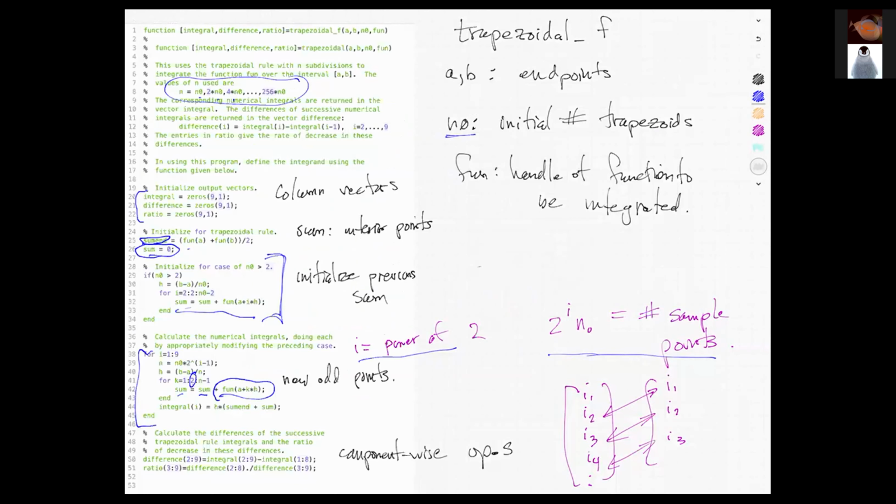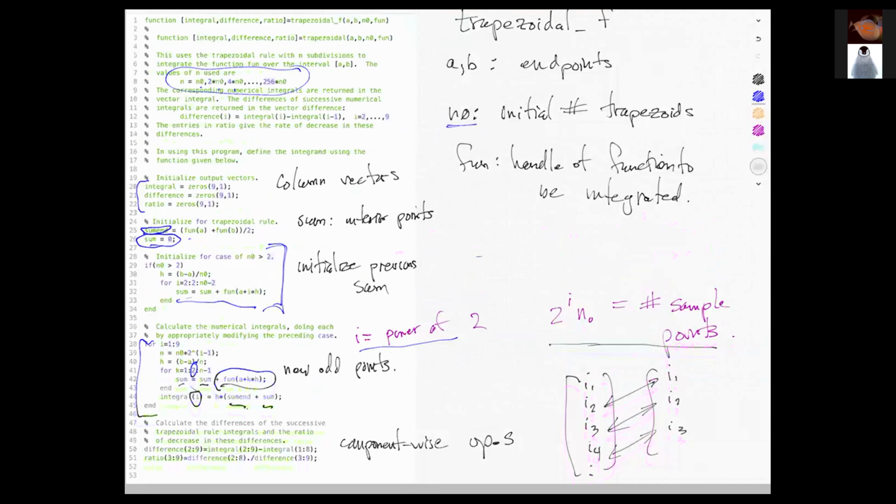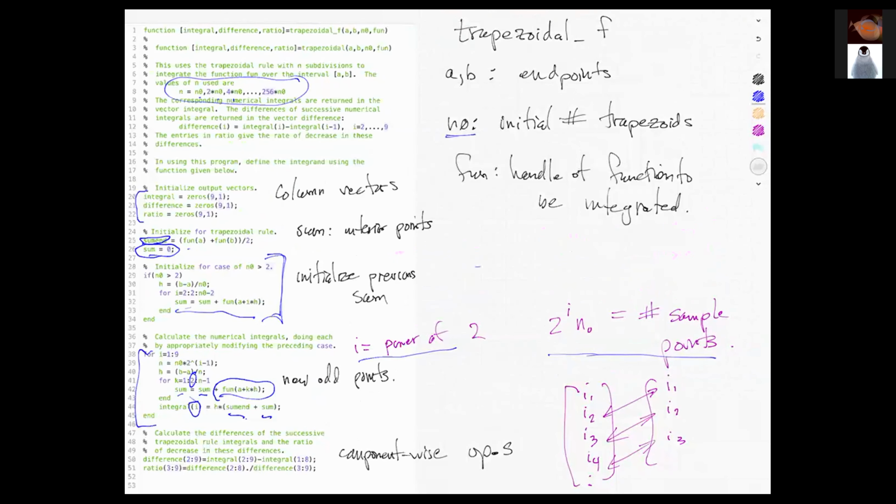Okay, good. And then finally, when he's added those all up, he sets the integral for the current I value equal to h times the values at the endpoints, which were sum n, and the current value of the sum at the interior points. And he does that for each value of I to create this vector. Finally, when he's gone through all the I values and has all the different estimates for the integral for all the different values of n, he calculates the differences between those integrals and the ratios between the differences.